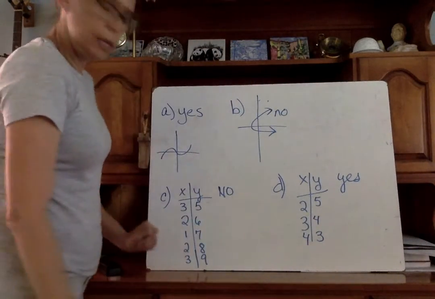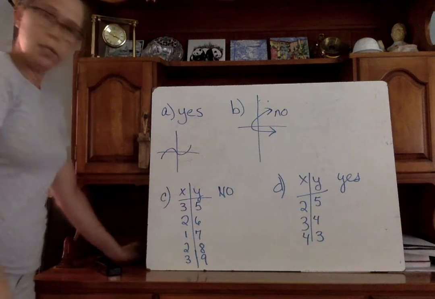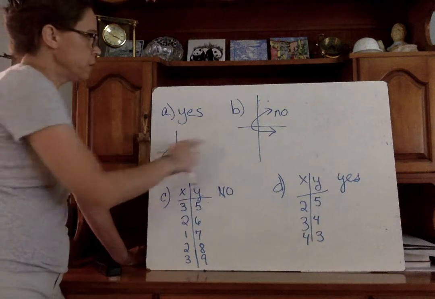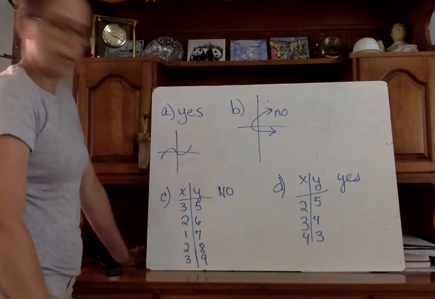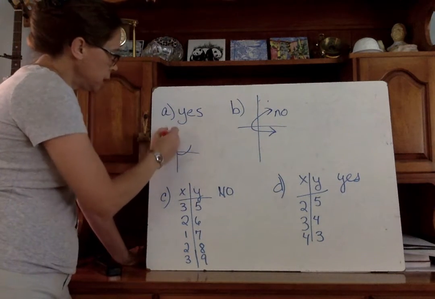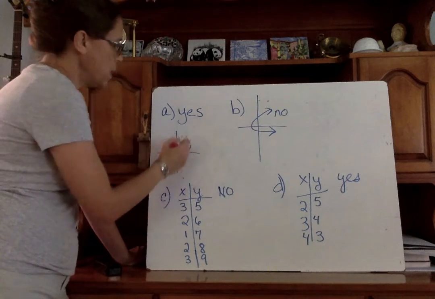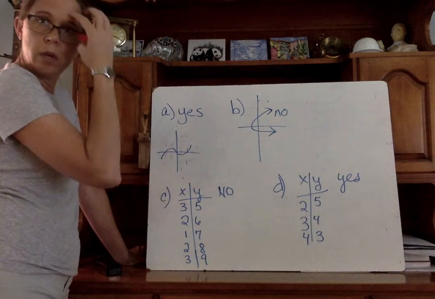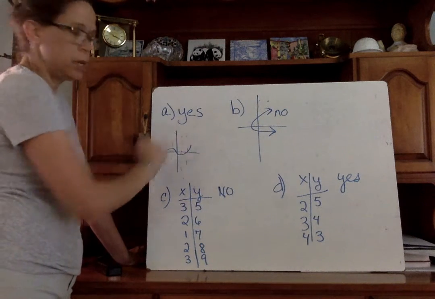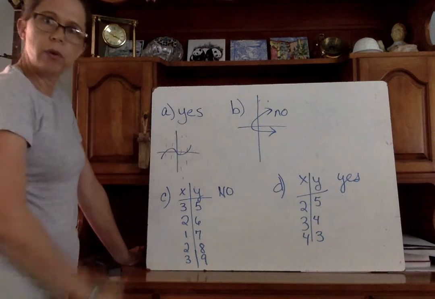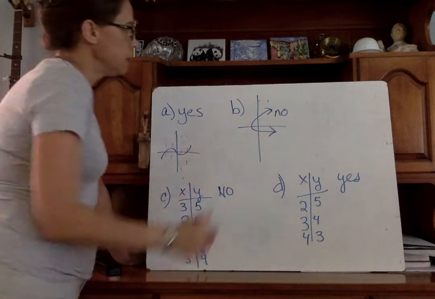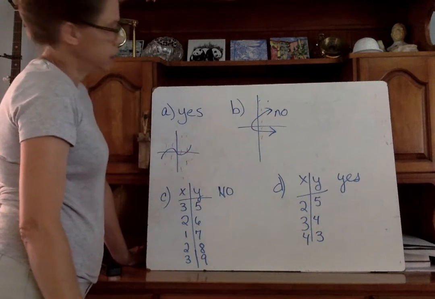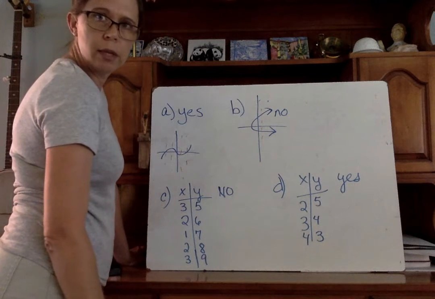Okay, so A, B, C, and D, all they want us to do is say, is this a function or not? Okay? So on the first two, you needed to do a vertical line test. Well, on this sine curve, there's nowhere I can draw a vertical line and cross that wave more than once. So this is a function, yes, it is a function. It passes the vertical line test. On this one, I've crossed it twice. This is not a function. It does not pass the vertical line test.